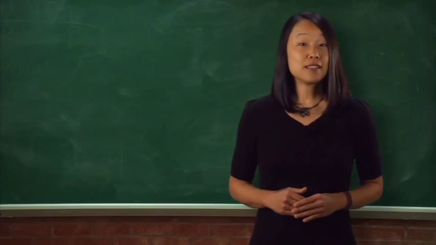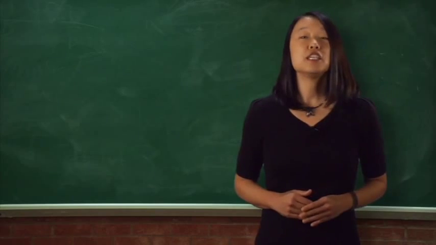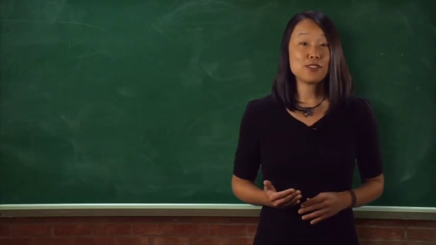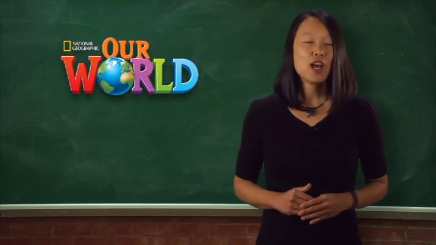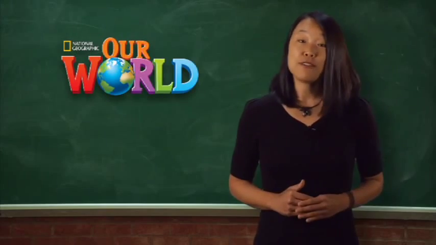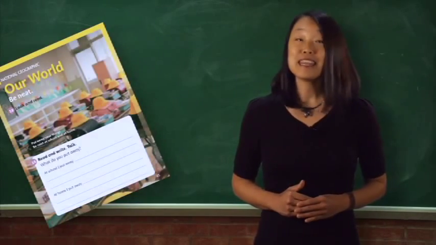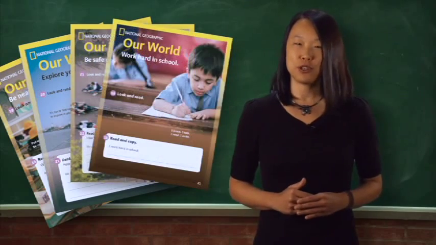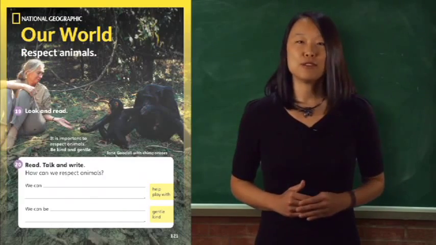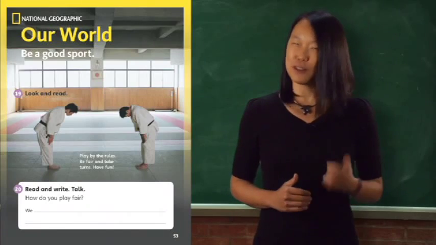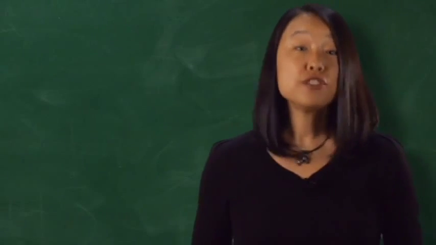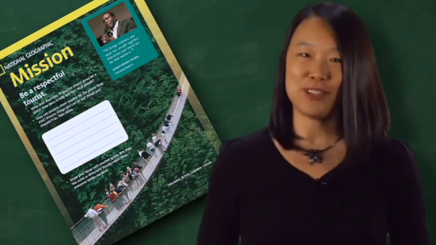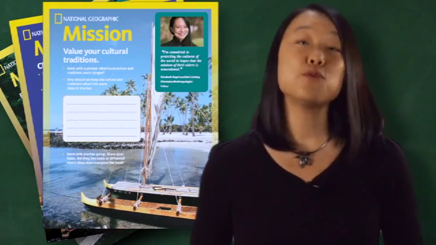Using real-world content is also an effective way to teach global citizenship and values and prepare young learners to be successful in our rapidly changing world. Our World has a National Geographic values page in each unit. These pages promote good values for children, such as respecting animals, loving your family, being a good sport, and taking care of others. In upper levels, the National Geographic values page is called Mission and highlights the work and words of a National Geographic explorer.